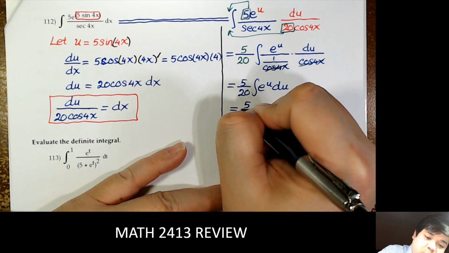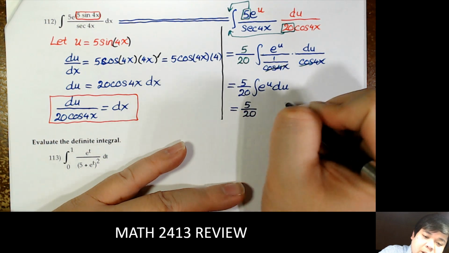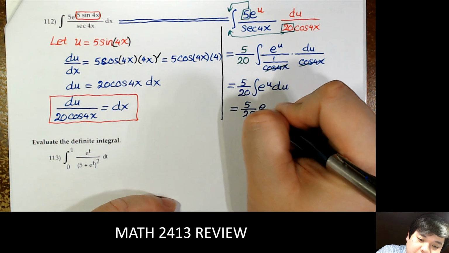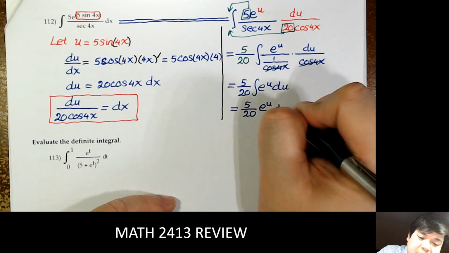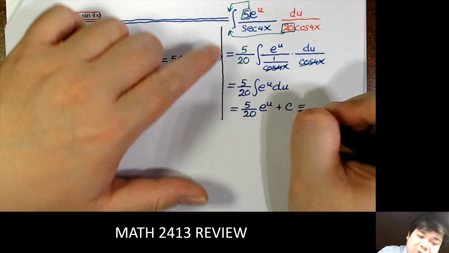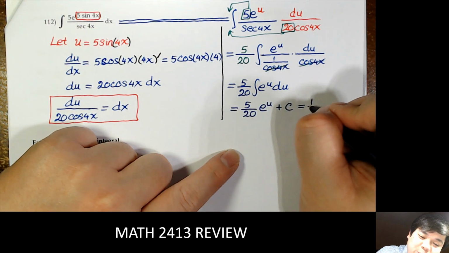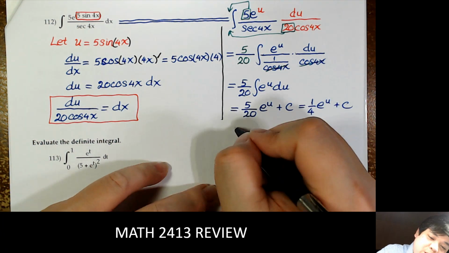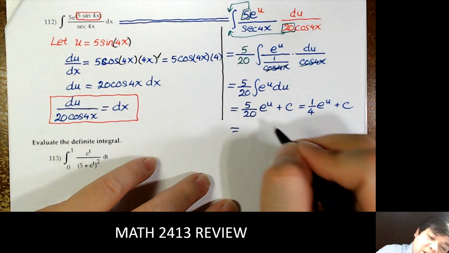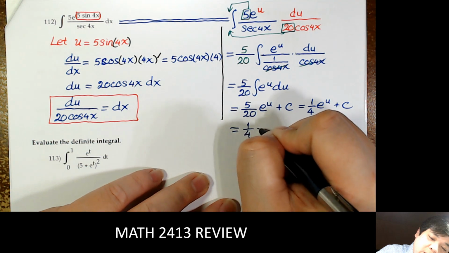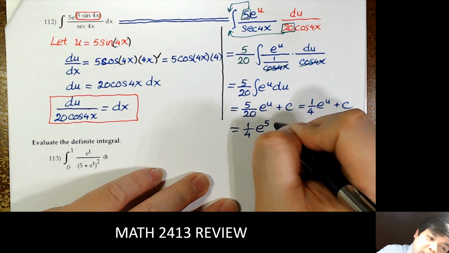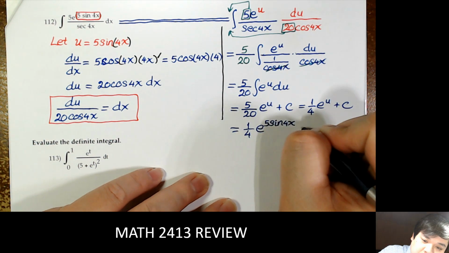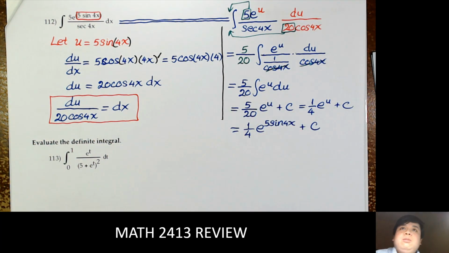So 5 over 20, e to the u. The integral is still e to the u plus c. I should cancel that from the first step. 5 over 20 is 1/4, e to the u plus c. And u is that, so 1/4 e to the 5 sine of 4x plus c. Right.